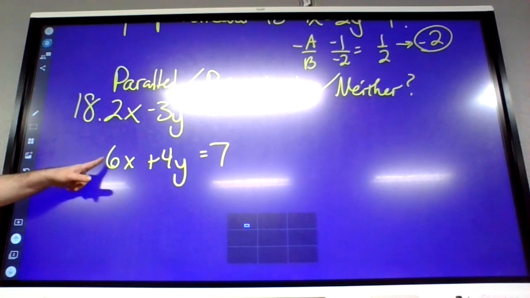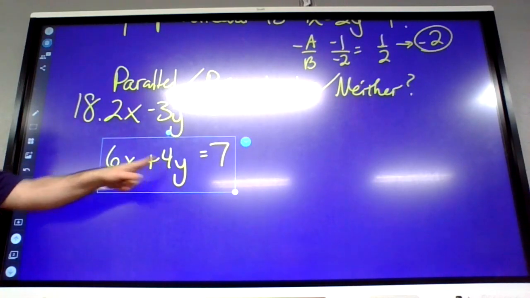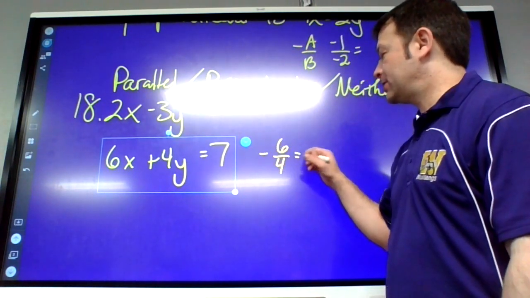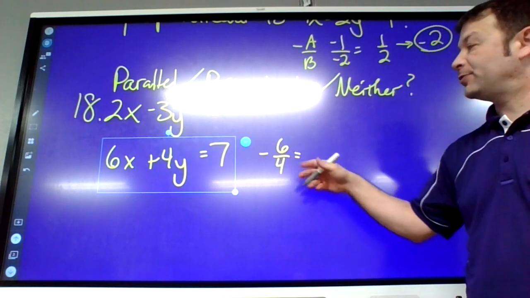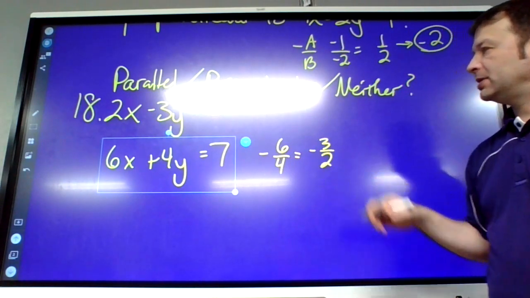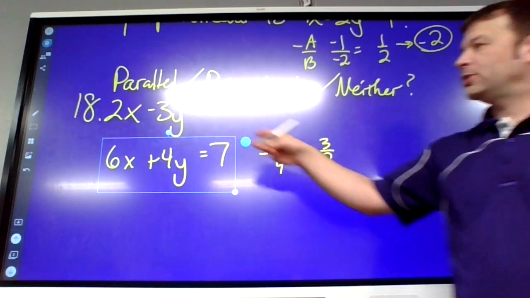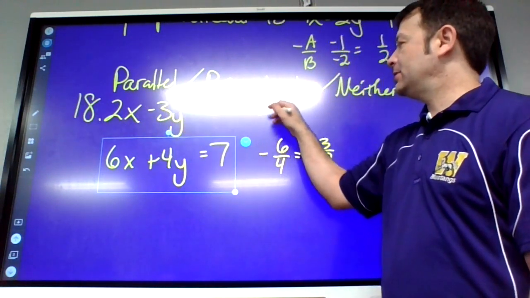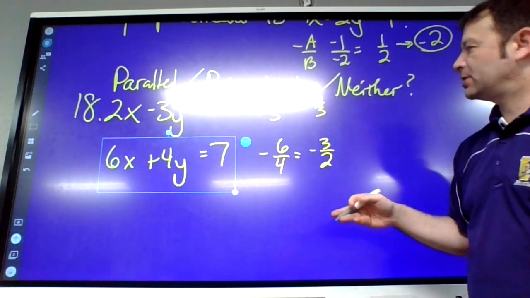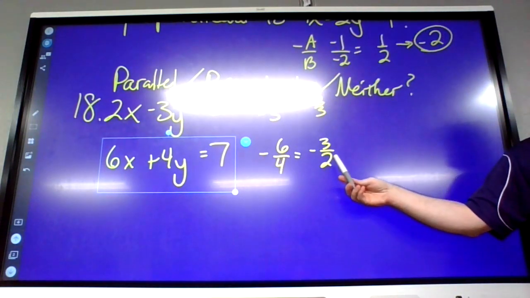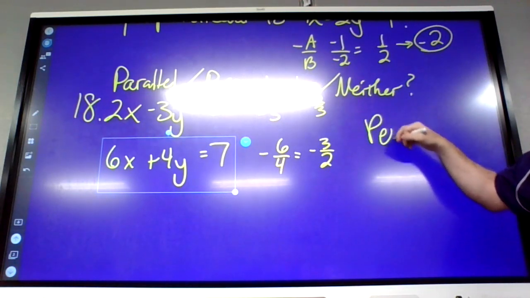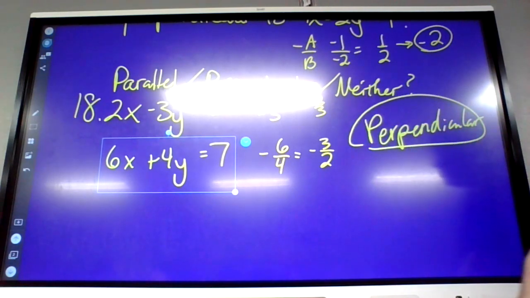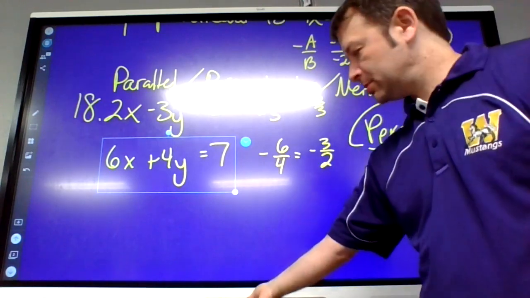It would be negative 6/4, if you use the fast forward trick. If you're not good at that trick, you can always solve for y again. Negative 6/4 reduces to negative 3/2. What's the slope of this line? Negative 2 over negative 3, which is 2/3. So, are these lines parallel, perpendicular, or neither? Perpendicular. All right. Call it right there.